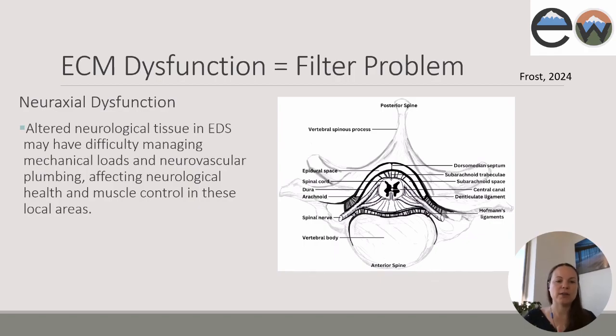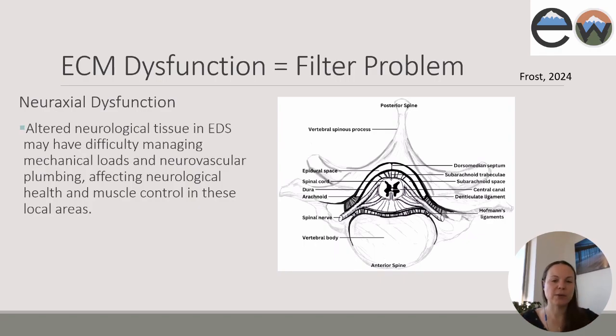And we end up with neurovascular plumbing problems because of the combination of mechanical changes in the individual, so movement that happens around the neurological tissue. And then we have the structure that has difficulty holding itself up and protecting it from inflammatory changes, so it doesn't. So we get this buildup of inflammation that eventually just clogs the system around the neuraxial components.